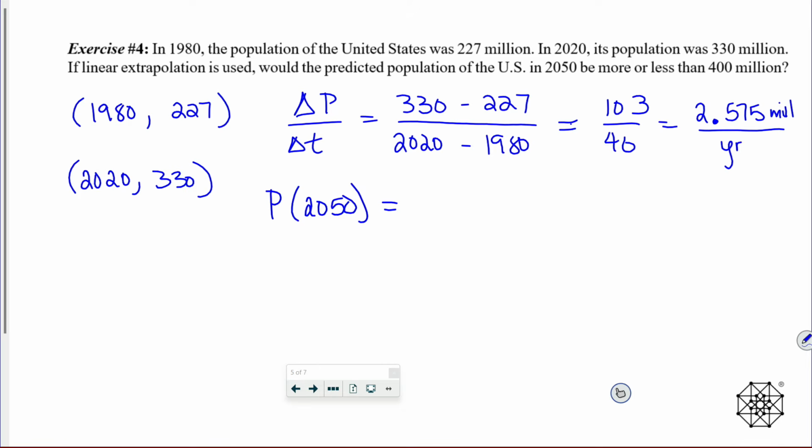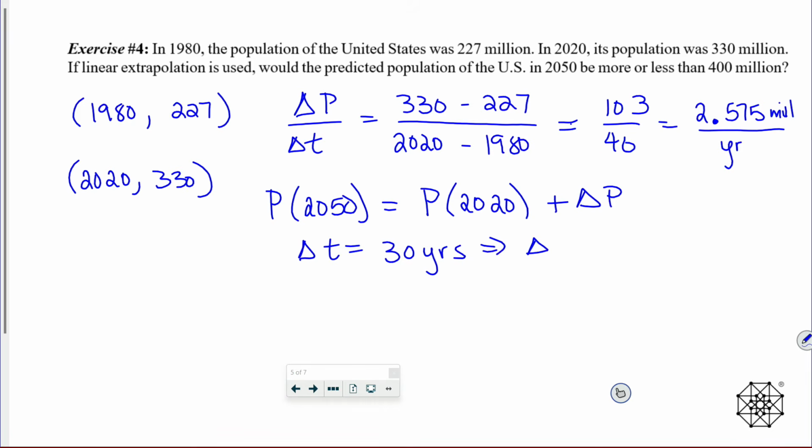And we can either use our population in 2020 or our population in 1980. But I think I'm going to use my population in 2020, okay? Plus the change in population that's going to occur between those two. Now the change in time is going to be 30 years between 2020 and 2050. So we can use that to figure out that my change in population is going to be 2.575 times my change in time, 30 years.